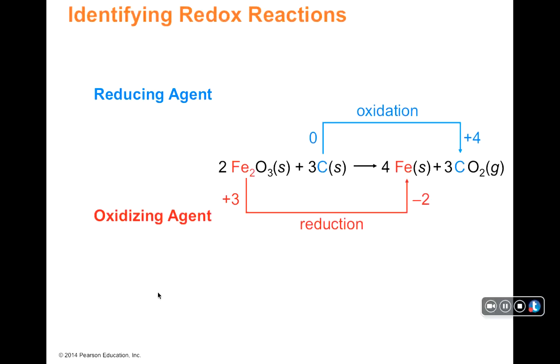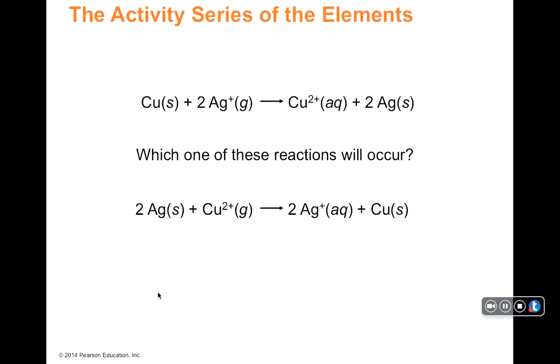And since the carbon is the one that has lost electrons, it's also referred to as the reducing agent. It undergoes oxidation. Likewise, the iron is reduced, and the iron oxide is the oxidizing agent.